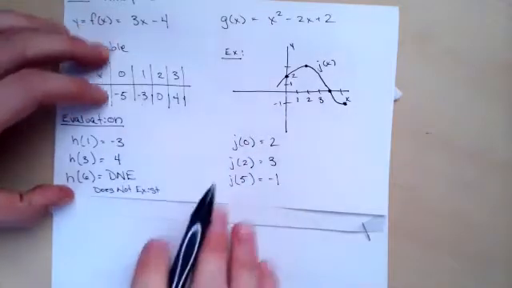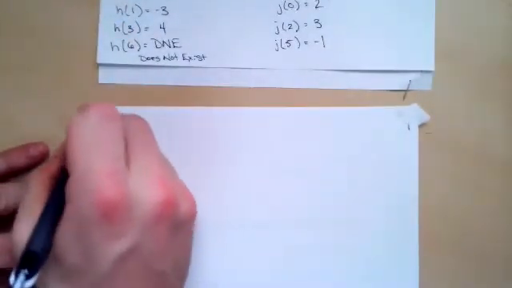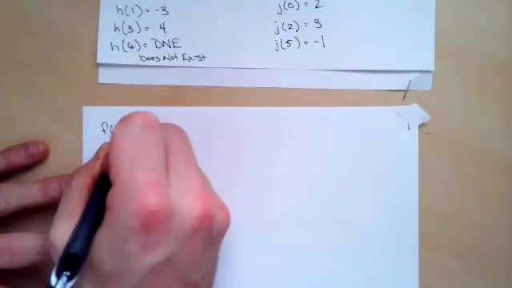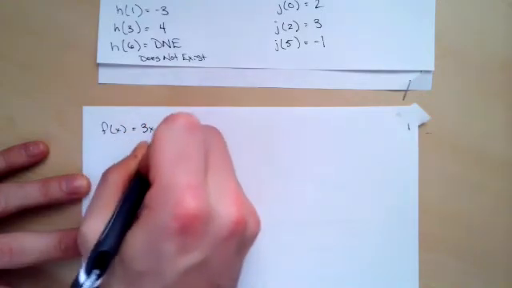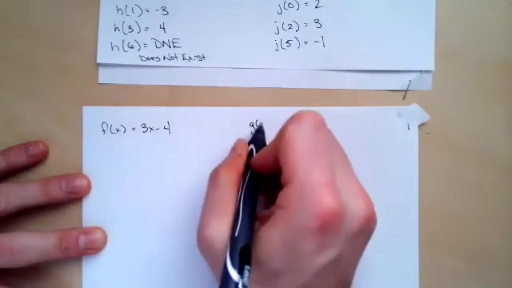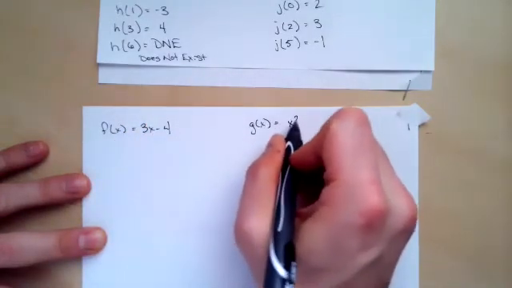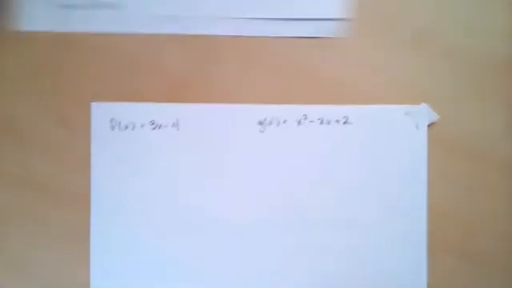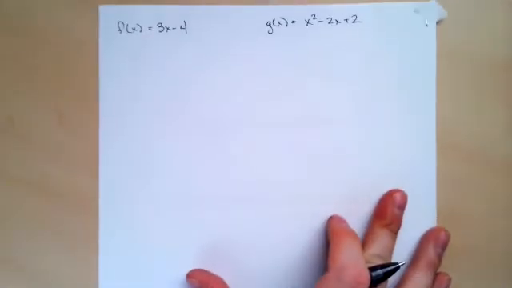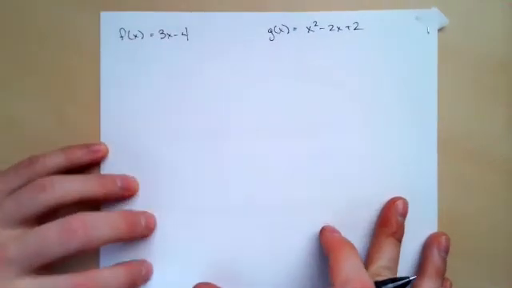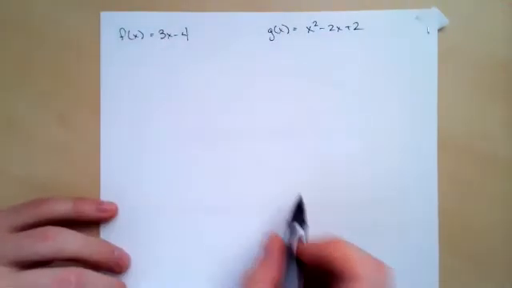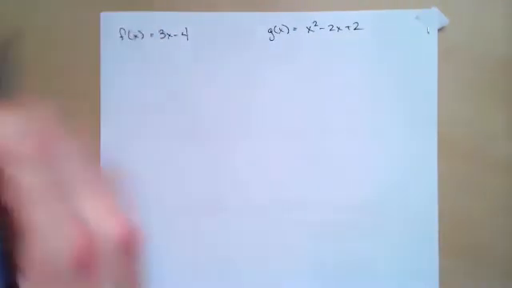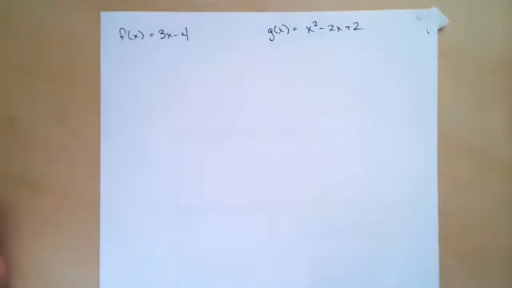Of course, we can plug in numbers to the analytic expressions again. So let me just go ahead and rewrite those. Our f of x was 3x minus 4, and g of x is x squared minus 2x plus 2. So evaluating these numerically, we just have to perform the sequence of operations that the functions define.